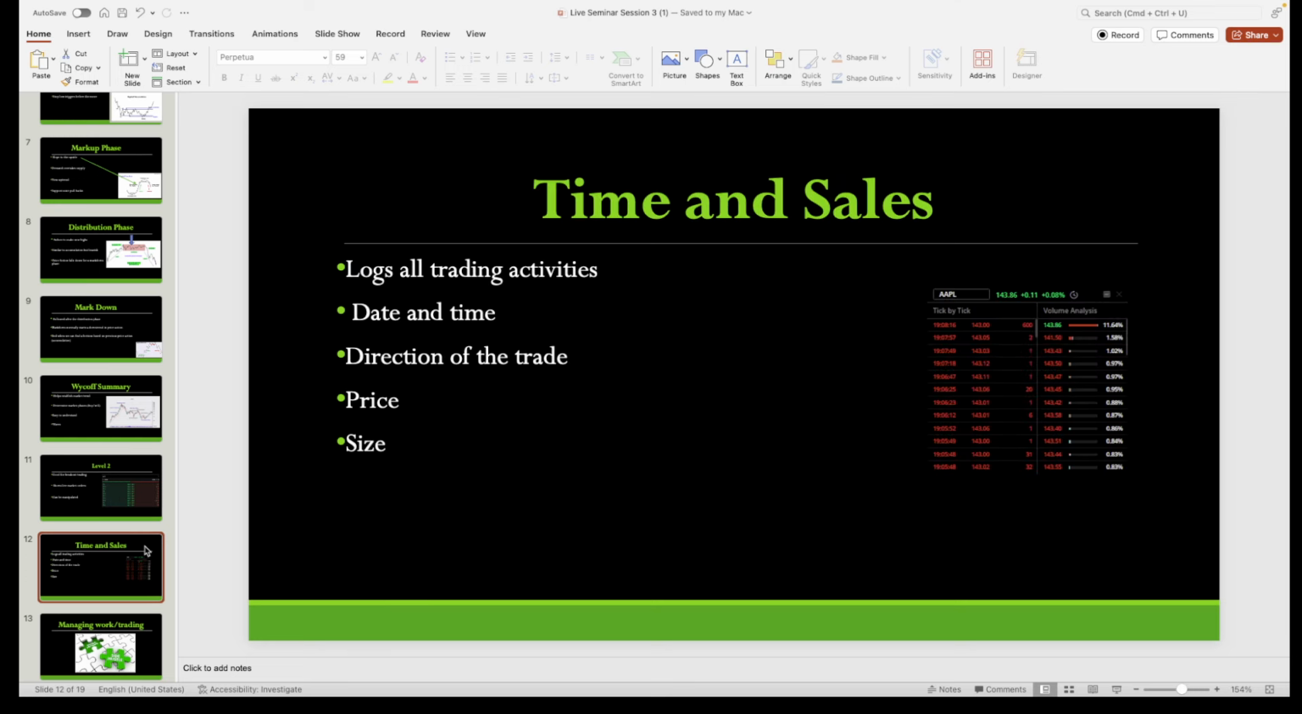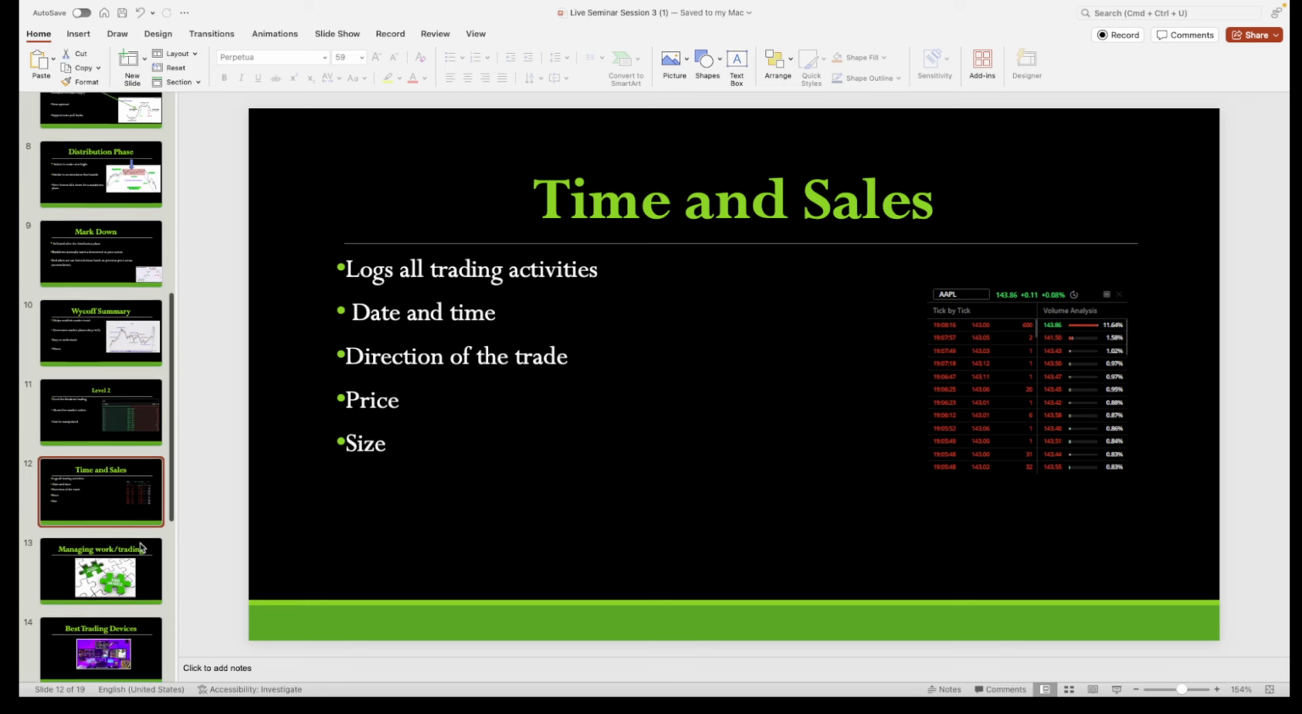Time and sales is something which, if you want to use something, I'd probably recommend a lot more. Again, it logs all the trading activities: date and time, direction of the trade, price and size. So this is something I probably recommend slightly more. Do I use this? Nope. I do not use time and sales. I don't use any of that stuff. I just focus on pure price action.